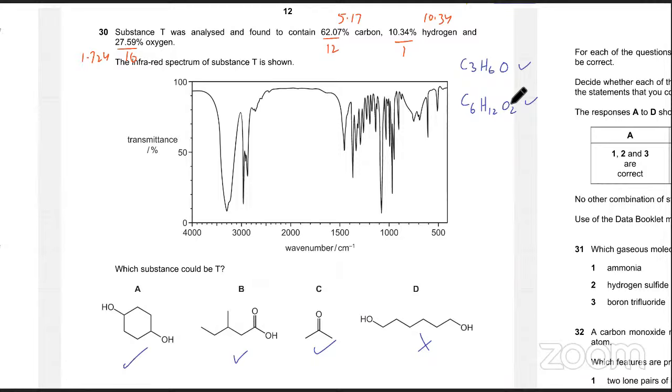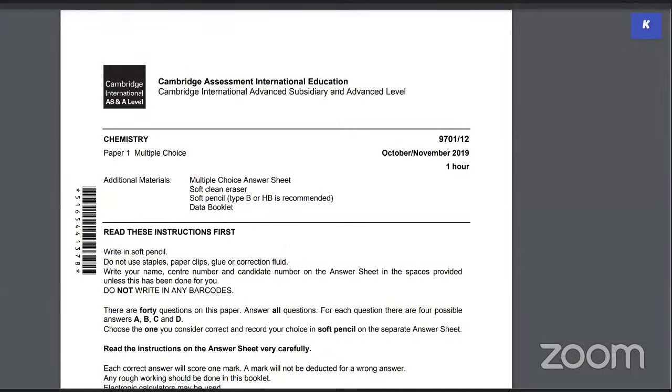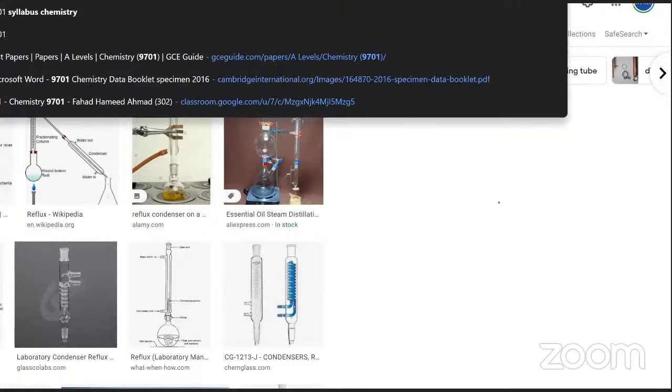Now we need to figure out whose infrared this is. Remember, you can't get a lot of information by looking at the infrared spectrum. But by looking at this spectrum, I can quite confidently say that B and C are wrong. The reason, I'm going to give you the reason. The infrared spectrum doesn't really give you a lot of information in the first place. So let me just open the data booklet very quickly.